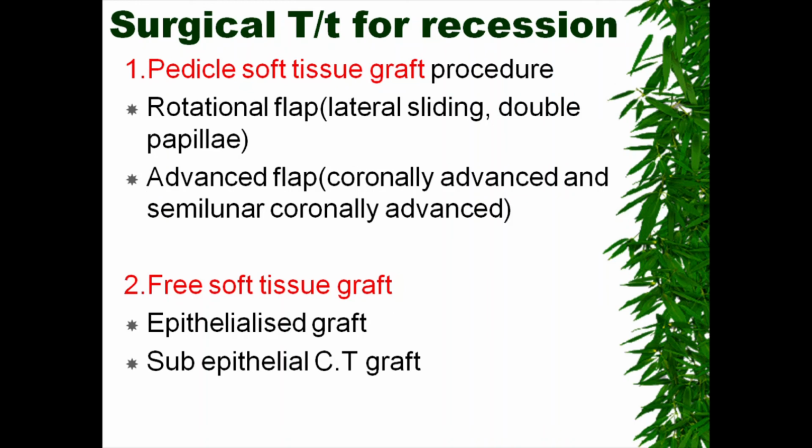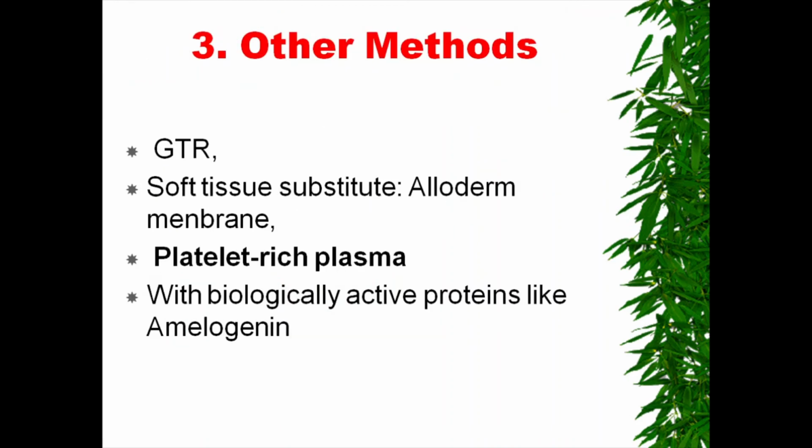Next, free soft tissue graft. First we have discussed pedicle soft tissue graft, then free soft tissue graft. In this, epithelialized graft will be there and subepithelial connective tissue graft. But free means that it is devoid of its blood supply. Other methods are, we can cover the gingival recession with GTR or soft tissue substitutes like AlloDerm membrane, platelet rich plasma, with biologically active proteins like amelogenin.